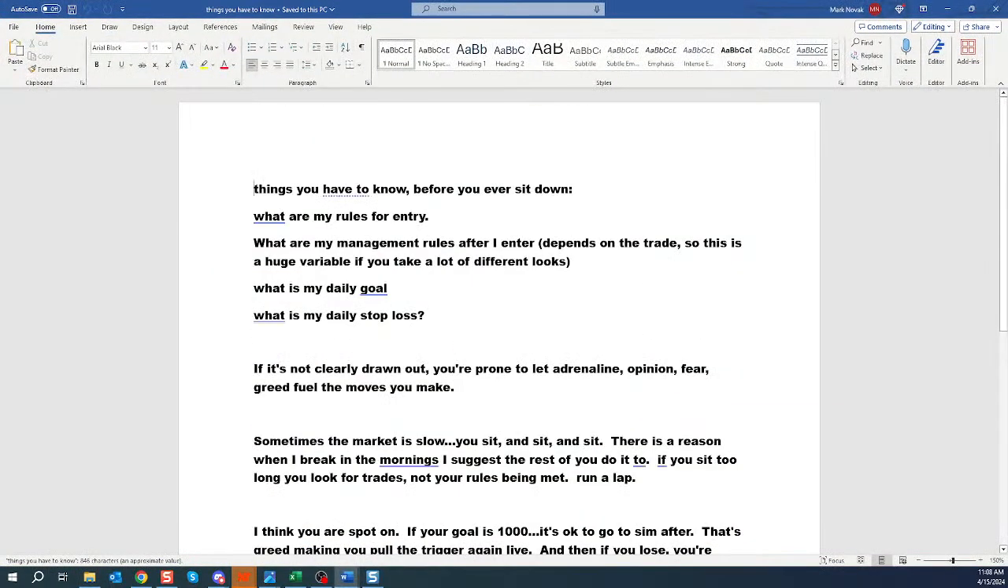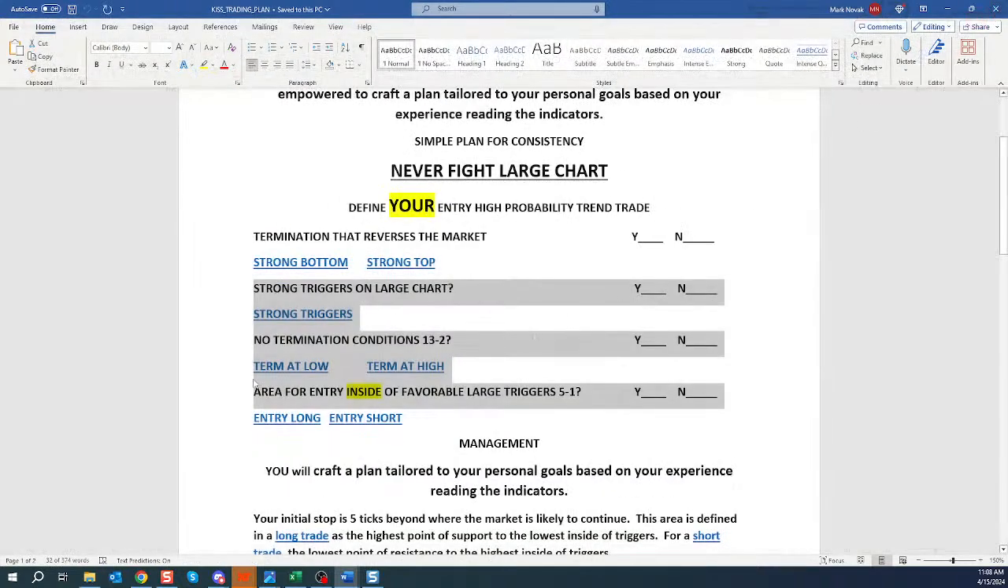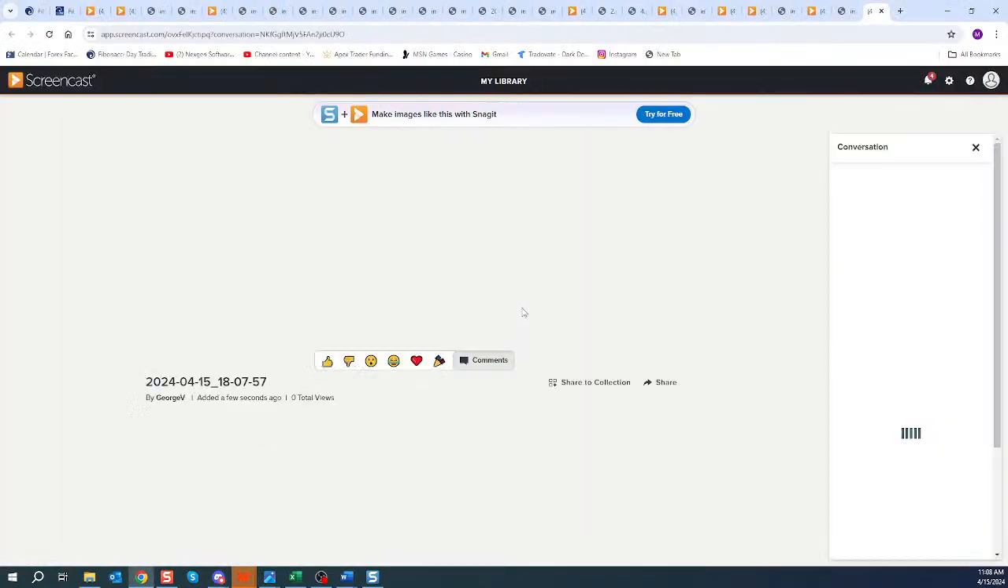How about this one? Things you have to know before you get into the market. You have to know your rules for entry. And then you have to know what your rules for exit are after you enter, guys. And that depends on the trades. Need to know your daily goal so you stop when you hit it. And you need to know what your daily stop loss is. And don't try to be the Superman. It only takes one trade to get it back.